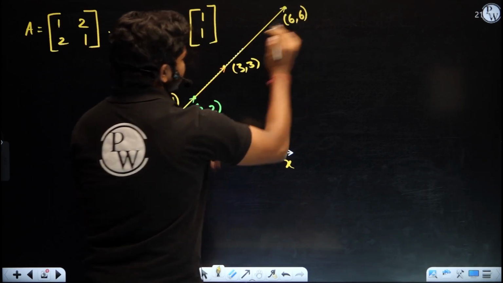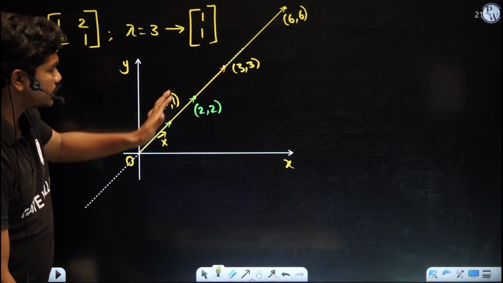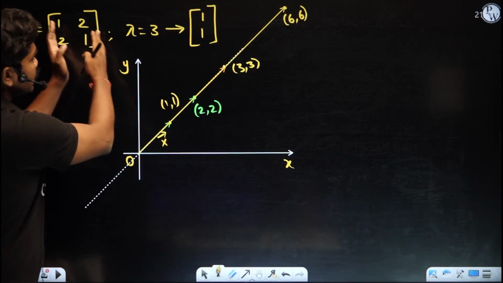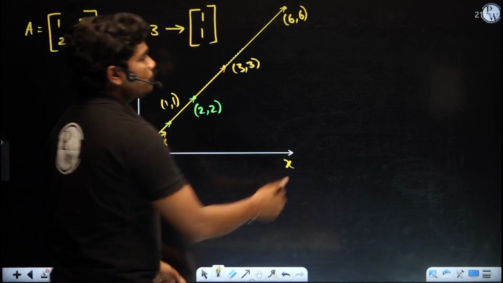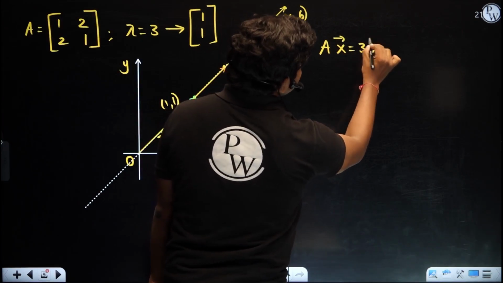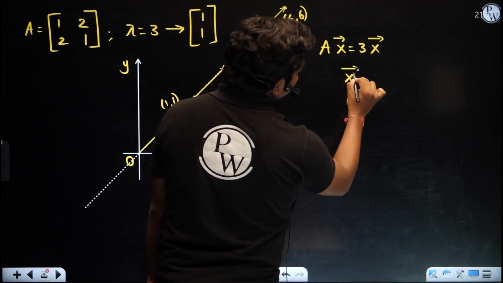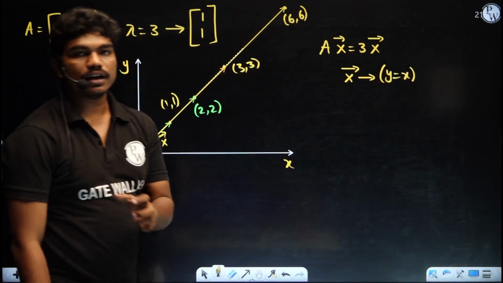So you take any vector along this particular direction; when you apply this matrix, for this particular eigenvalue it will convert the length into 3 times. So A times x will give you 3 times x when this x bar is along the direction y is equal to x. This is the meaning of an eigenvector.